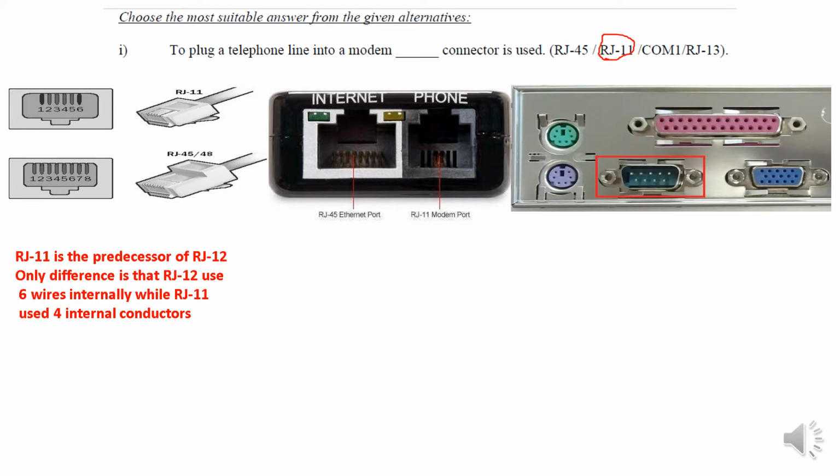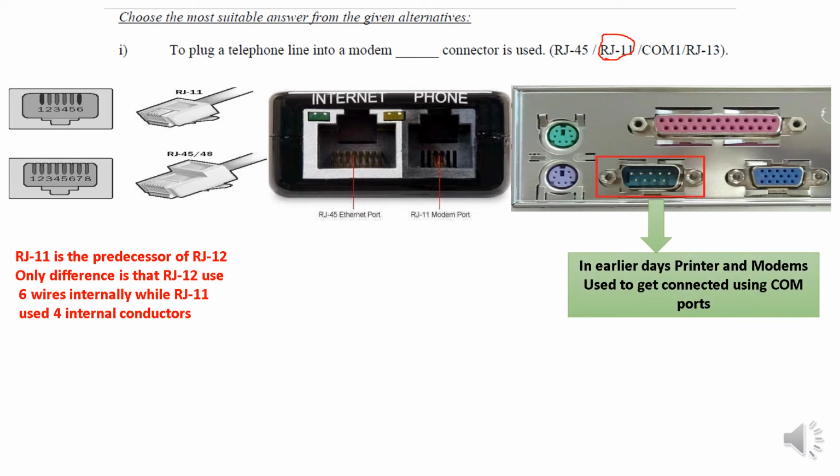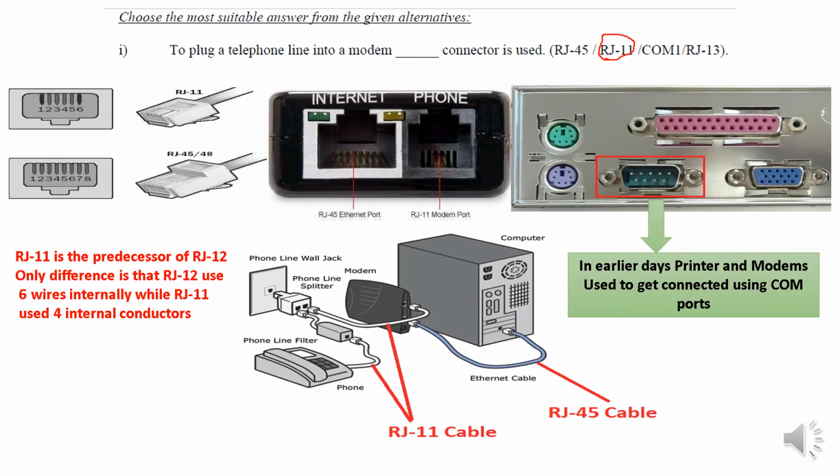But how does it connect to the computer or the CPU backend? You can see the CPU backend has this RJ45 Ethernet port; from this RJ45 Ethernet port, one end goes to the modem and the other end goes to the CPU. Let's see the total connection. This is the splitter. It splits the telephone connection into two. One is going to the telephone, and another is going to the modem.